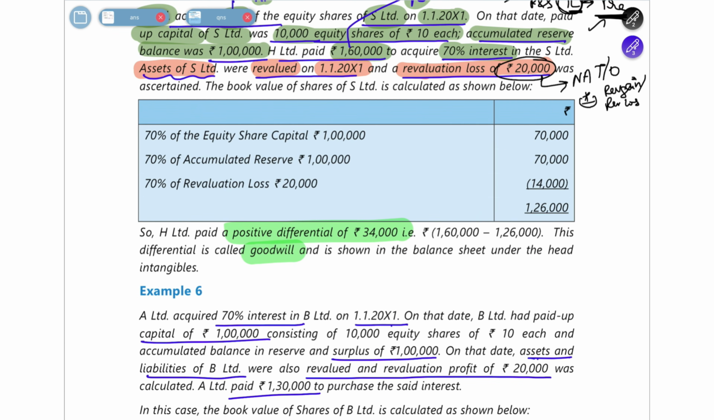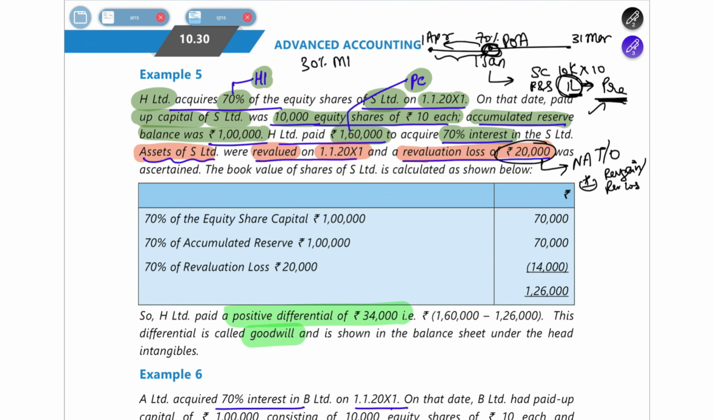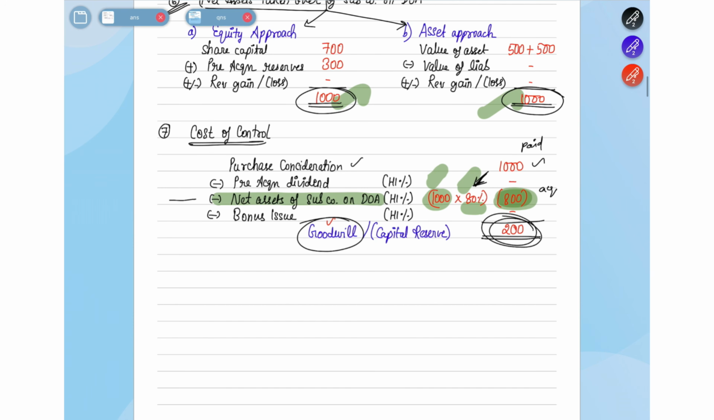Okay. And then they are saying that the book value of the shares of S Limited is calculated as below. So this is nothing, leave the last line. In this question also, you have read the question, right? In this question also, you have to find out what is the goodwill or what is the capital reserve. So this is what you have to find out. So now all this information, let's go and see in the answer.